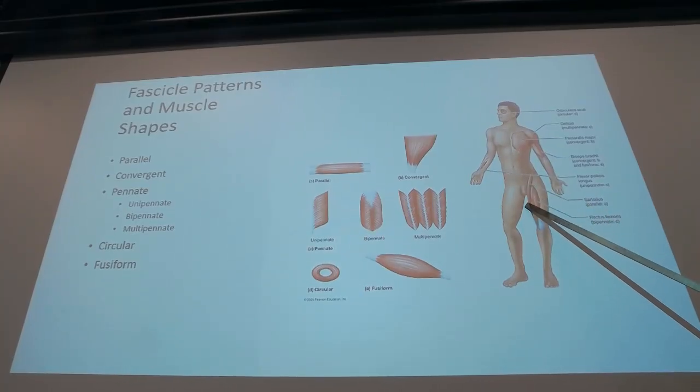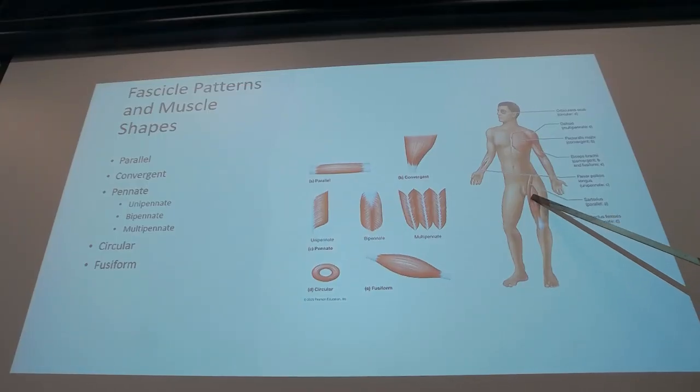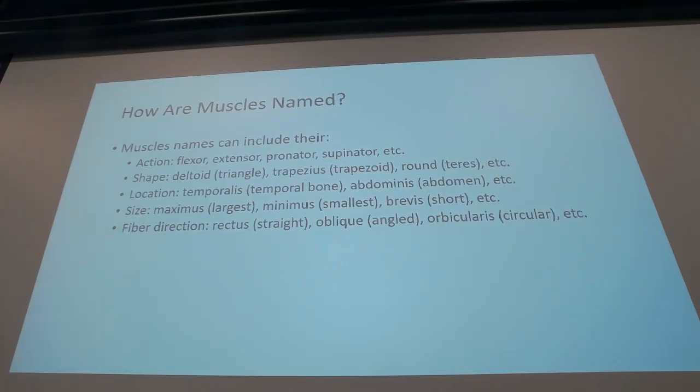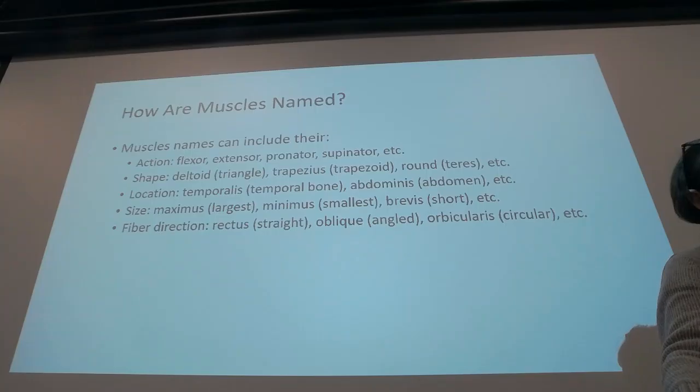And then here we have parallel in this muscle that we have in the leg and the thigh that is called sartorius. And then bipennate in this part of the quadriceps muscle that is called the rectus femoris. So those are some examples of this arrangement. Any questions about the arrangement of the fibers?